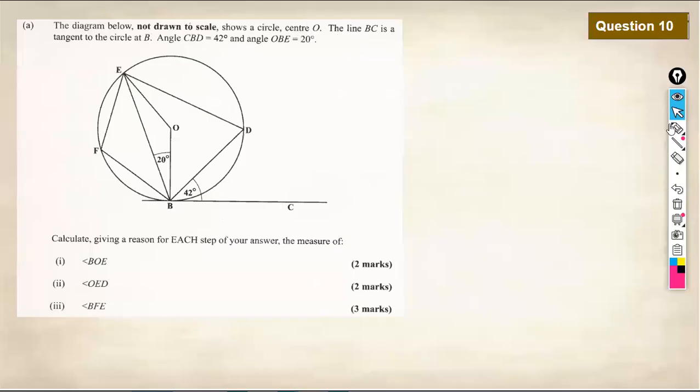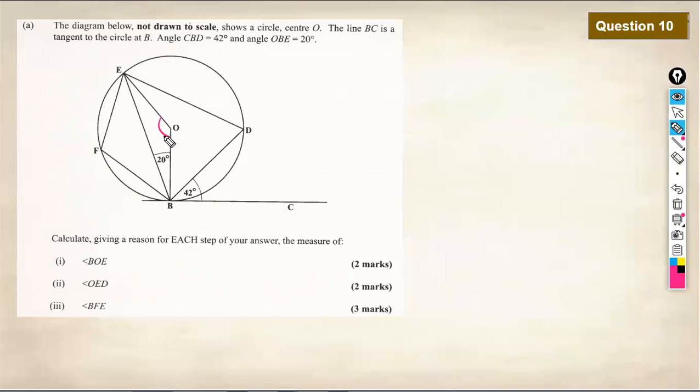The first angle, right, is BOE. So you have to trace the 3 letters, right? BOE. It's always the middle letter. So if you trace those 3 letters, what we're trying to find is this angle over here, right? So that's the angle they want us to find.